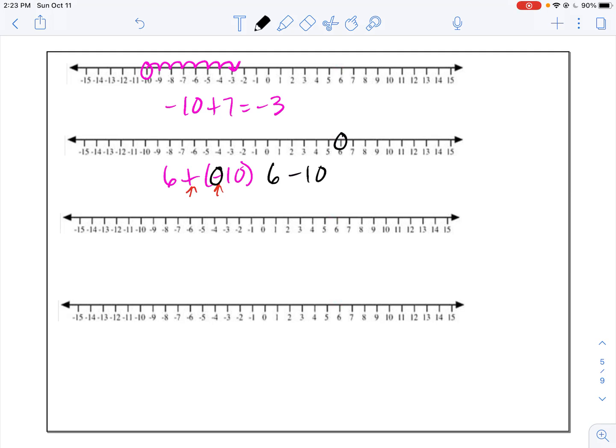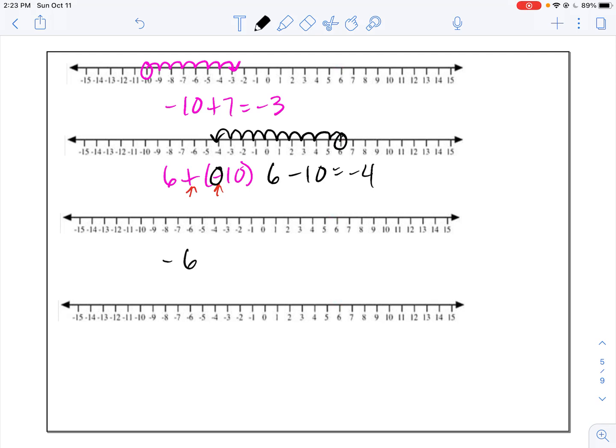So I'm going to start at 6. And think about this. I'm subtracting something that's larger than I'm starting with. I should end up in the negative numbers. 1, 2, 3, 4, 5. Whoops, I did that wrong. Let me start that part again. 1, 2, 3, 4, 5, 6, 7, 8, 9, 10. And sure enough, I am at negative 4.